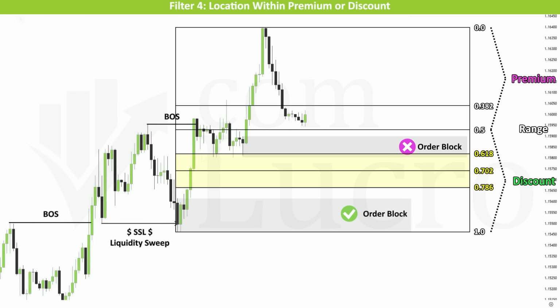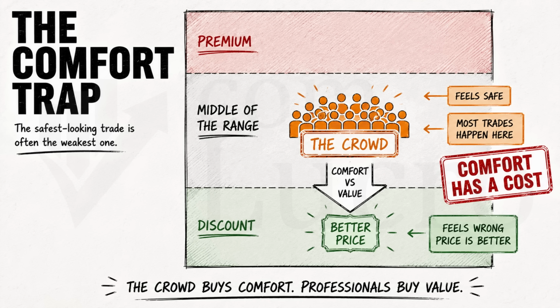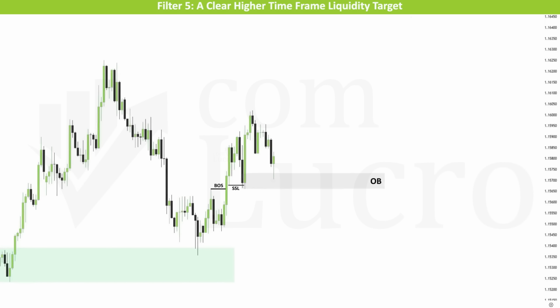best risk to reward. And notice where the crowd trades, the middle. The middle of the range is where a trade feels safest, and that comfort is exactly the problem. Because comfort is what the crowd pays for. Discount feels wrong at the moment you click the button, and that is precisely why the price there is still good. Finally, we reach filter number 5, the exit test.